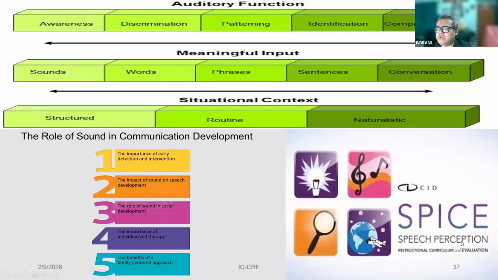SPICE is a very new one given by the Central Institute for the Deaf. It is basically with reference to awareness, then discrimination, then patterning. What are the patterns of sound? Different prosodic patterns, identification of the prosodic patterns, and then they can comprehend gradually. So it is basically a meaningful input. Meaningful means there should be sounds. Sounds are joined and form words. Words are more, so it is a phrase. Then phrase to sentence, simple, complex, and compound sentence, and then conversations.